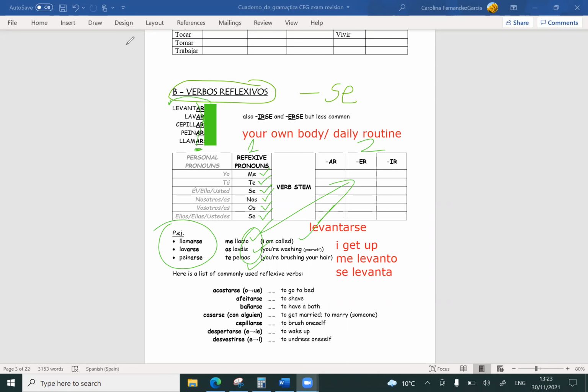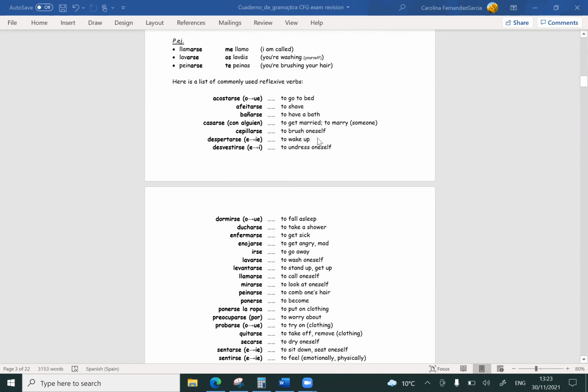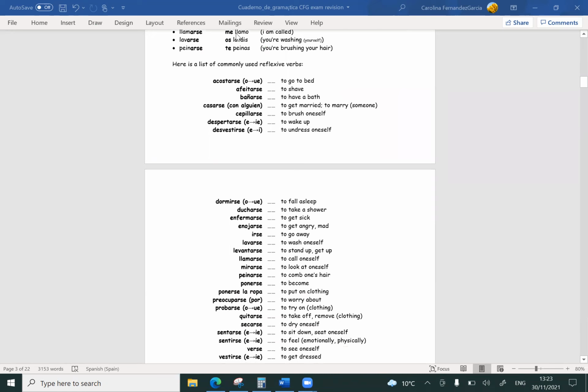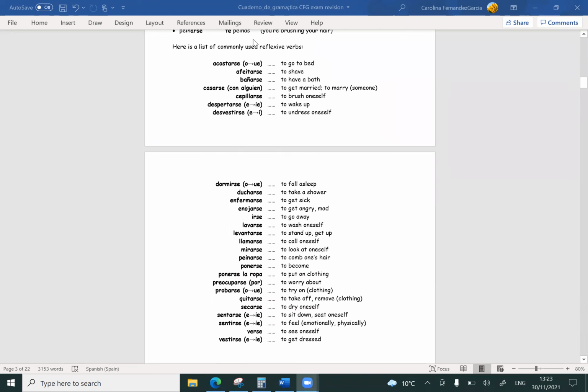So now, what are the most common reflexive verbs? We have them here with the translation into English. I don't know what's going to come up in the exam, but what I want you to know is I'm going to show you the most important ones. As you can see, there will be verbs referring to your daily routine.